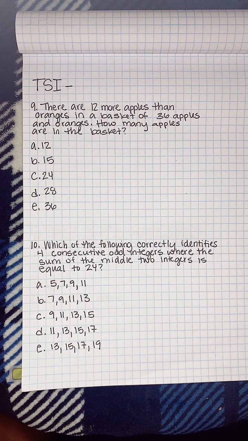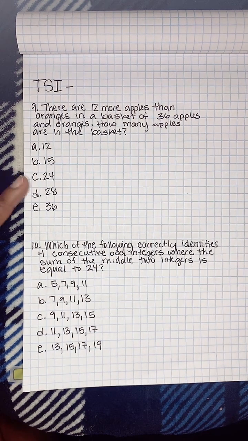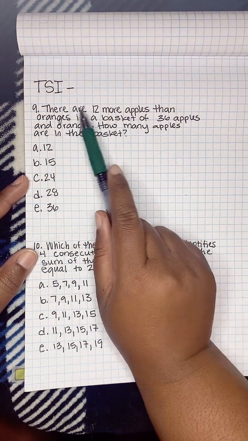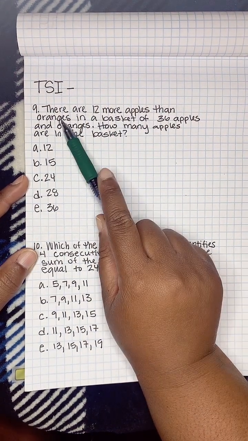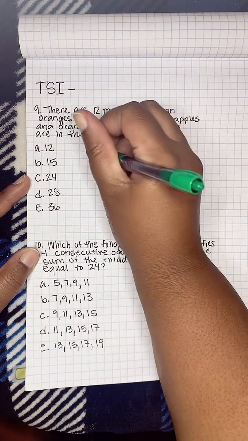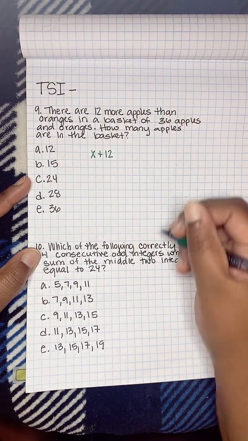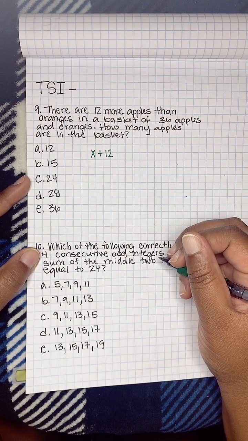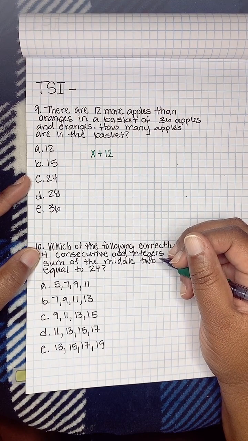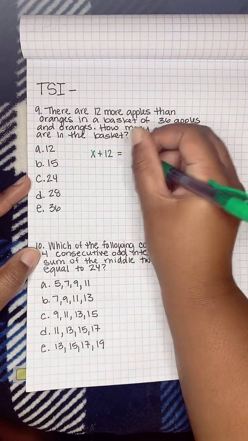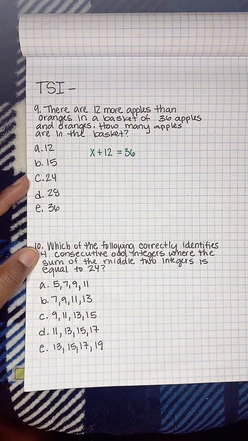So 36 divided by 12, or 36 minus 12? Caitlin said C. Sana said C. Ooh, you guys are all getting C, huh? Okay, so there are 12 more apples than oranges. So I'm going to put X for oranges. I know that there's 12 more apples than oranges, and I have a total of 36 apples and oranges.